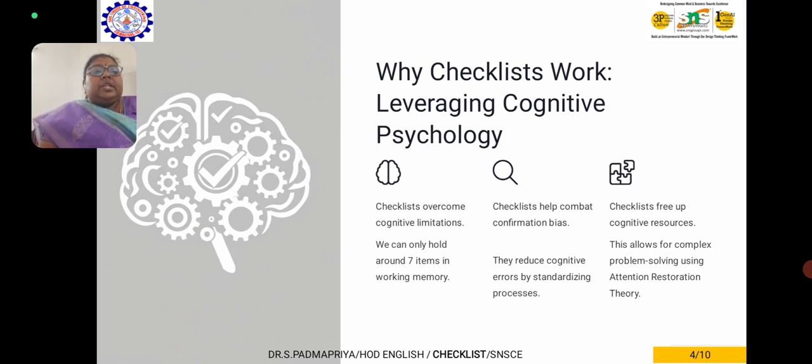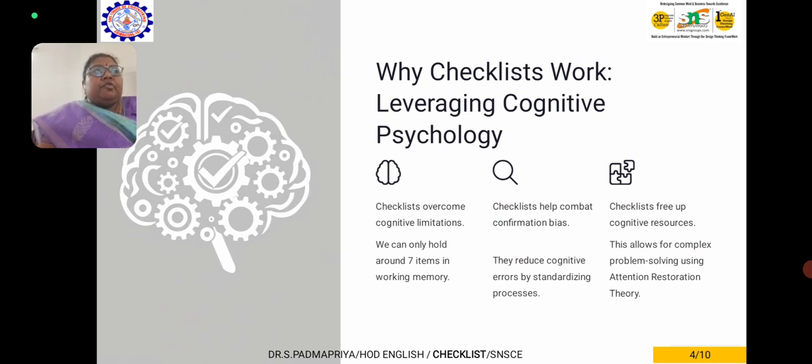So why do checklists work? Because they leverage cognitive psychology. So what is cognitive psychology? It helps us to give some kind of information to the brain. We can only hold around 7 items in working memory. We cannot remember all things in mind.